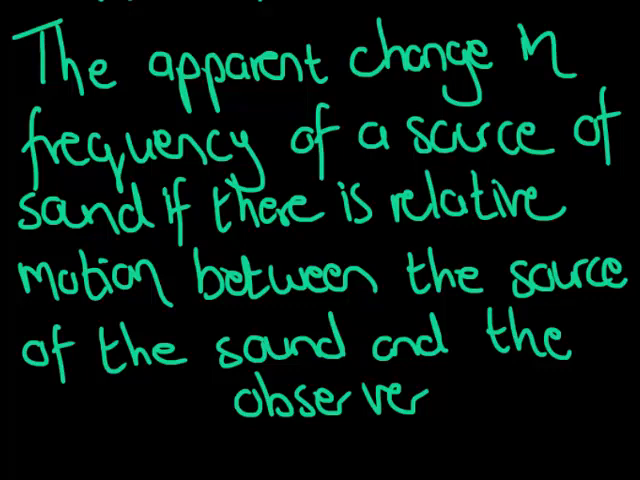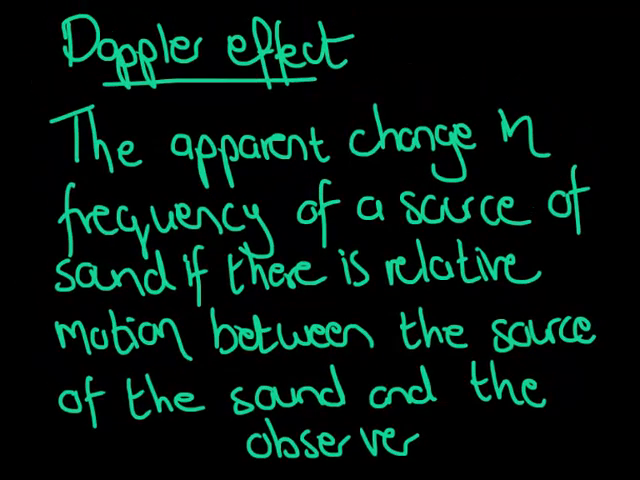So from this you'll realize that we're going to be having an observer, which is going to be my listener, and then we're going to have a source which is going to emit, in this case, a sound. If there is motion relative to these two objects, then we will have a change in frequency.